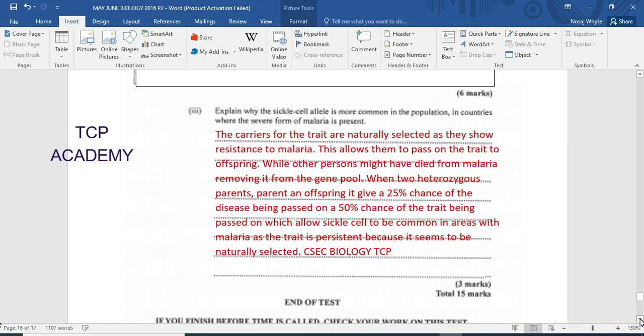This takes us to the end of this 2016 biology paper 2.